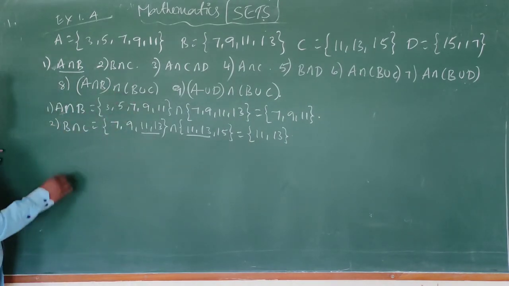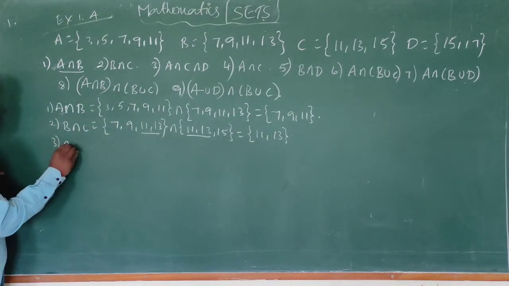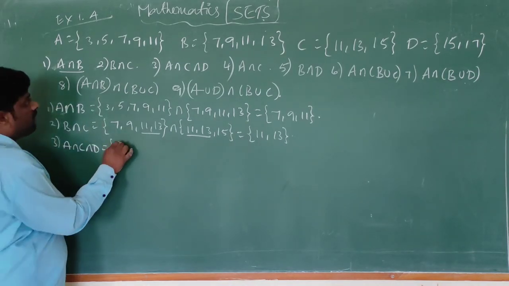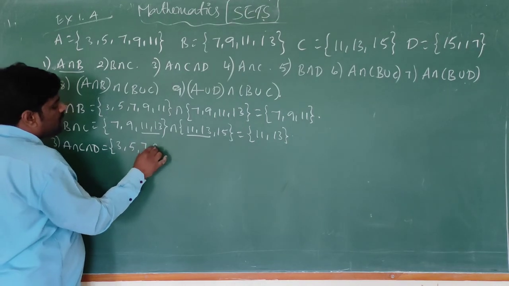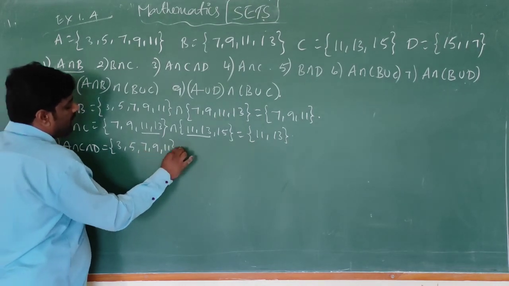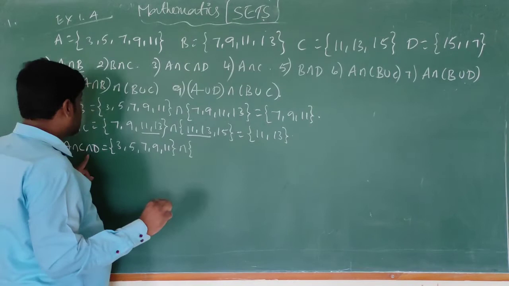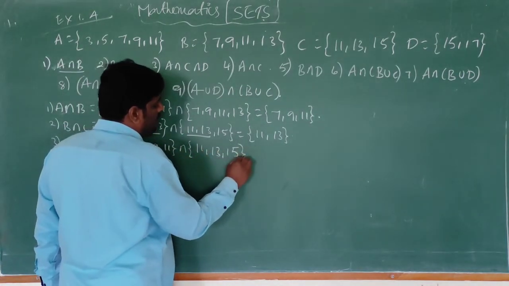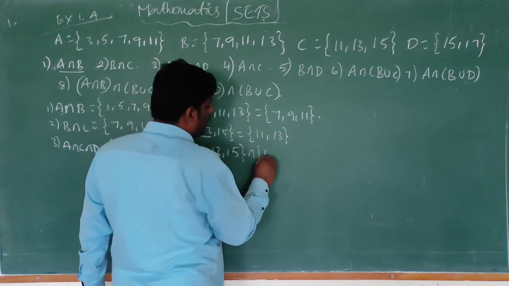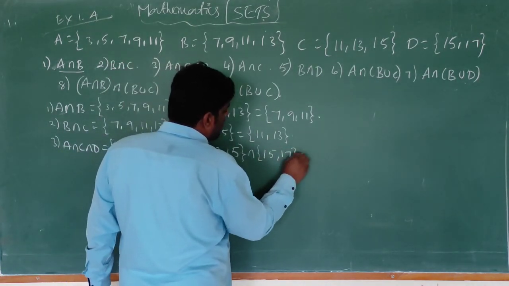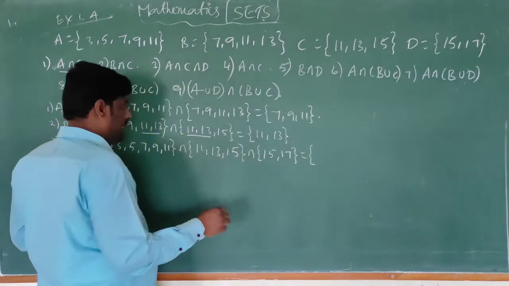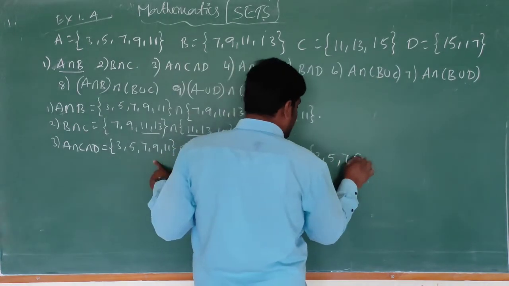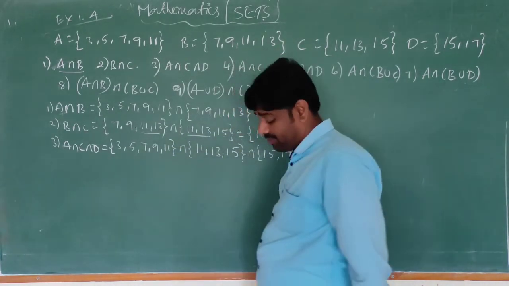Next, A intersection C intersection D. A is 3, 5, 7, 9, 11. Intersection C is 11, 13, 15. Intersection D is 15, 17. Sorry, I should write the common elements.